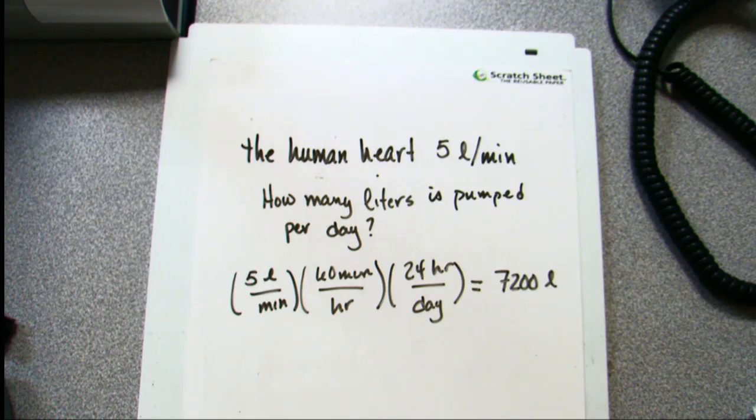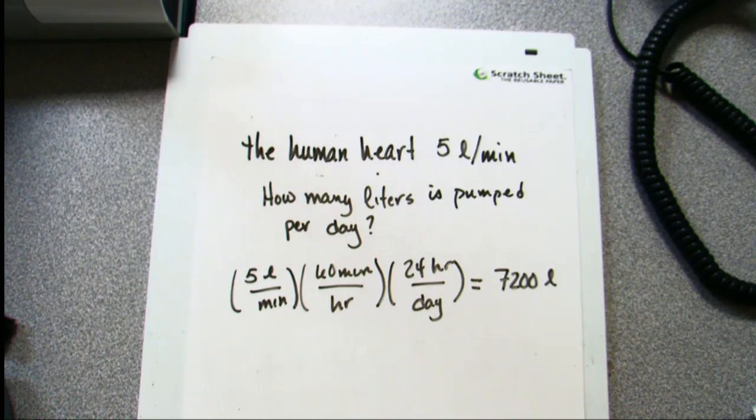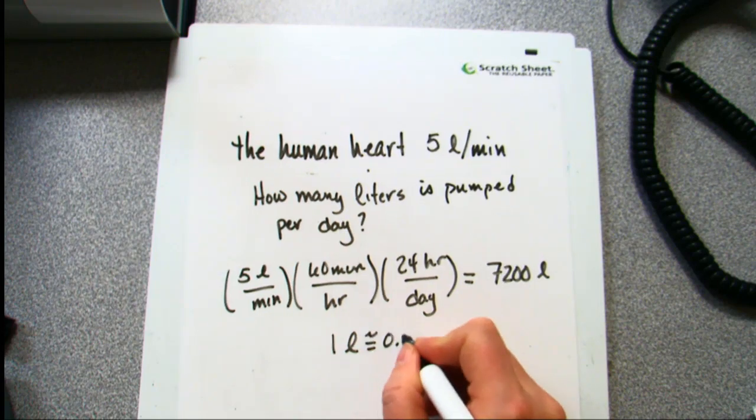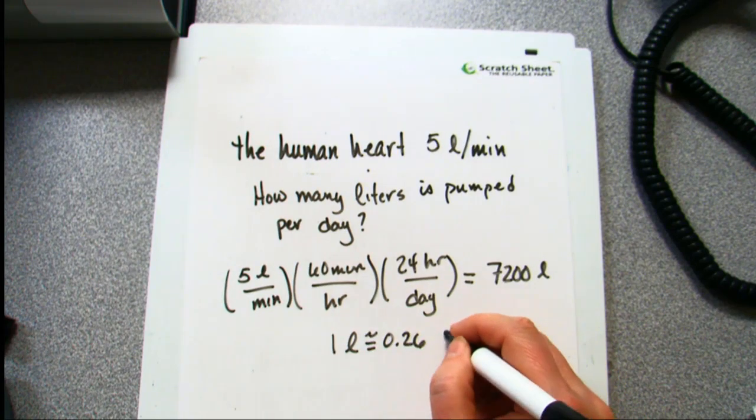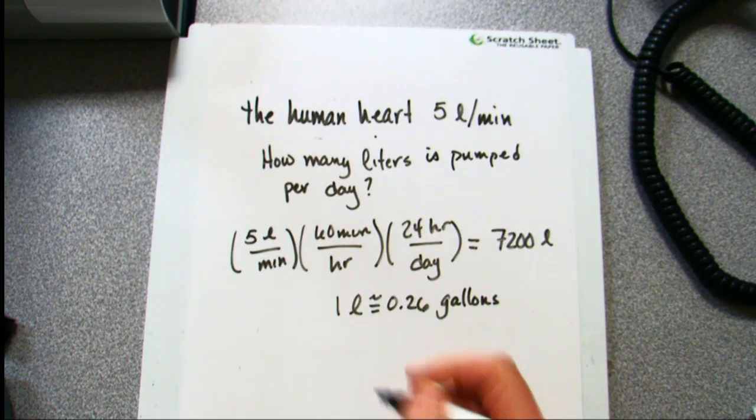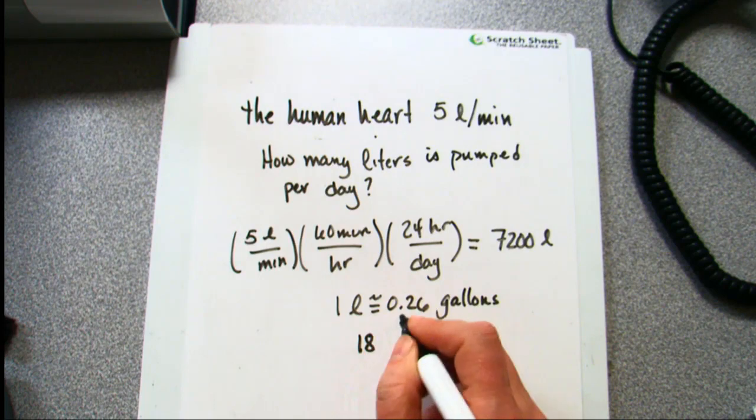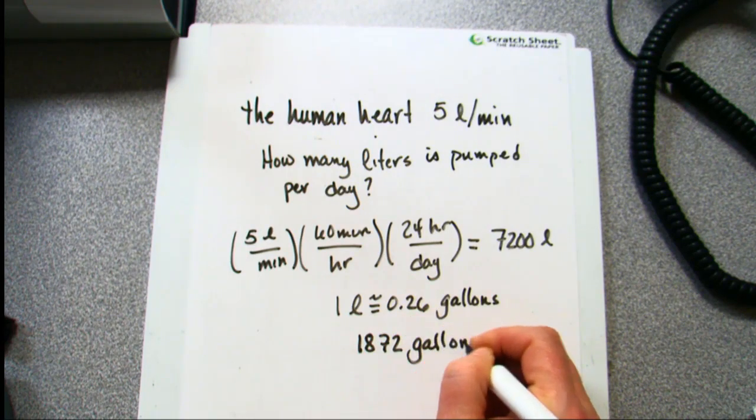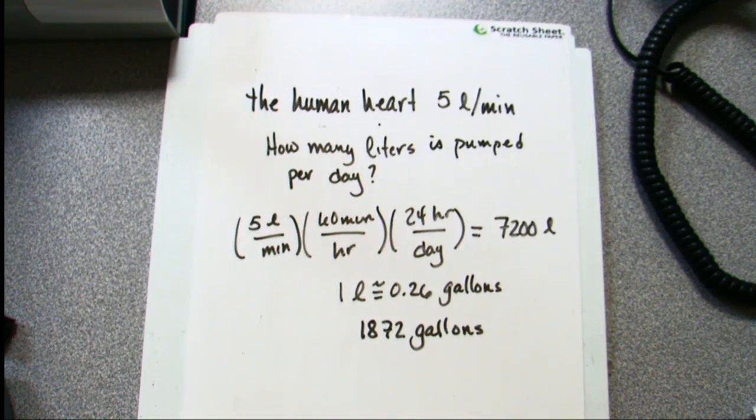But the question now is, just so that you can put it into your head, how big is 7,200 liters? Let's put it into gallons. Well, 1 liter is approximately 0.26 gallons. So if I do that conversion, that works out to be 1872 gallons. It's a lot of milk, okay?